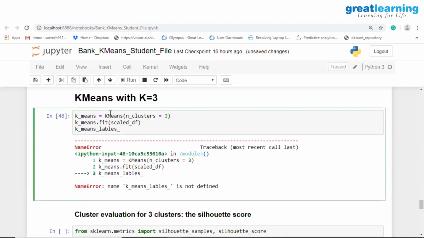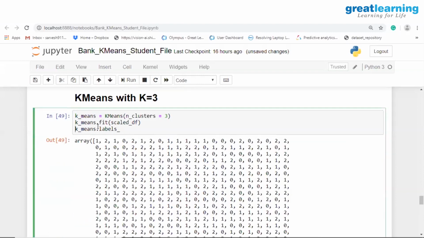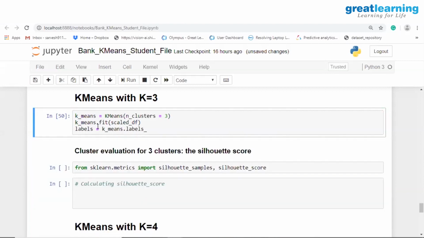K means with n_clusters equal to 3. K means dot fit. K means dot labels. Yeah, sorry. K means dot labels. Spelling mistake, labels. So I'm referring all these labels to a variable or an object you could call labels. K means with K is equal to 3.